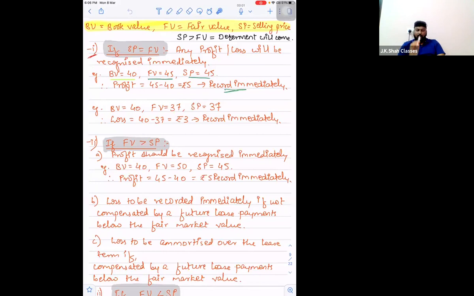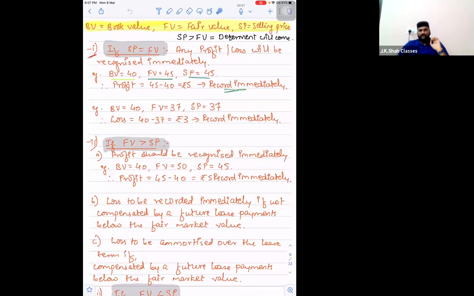See, profit or losses are always compared between book value and the selling price. That is your actual profit. But now some situations will come where you will compare first book value and fair value, and then fair value and selling price. And I'll also tell you the logics accordingly. But end of the day, what is my net profit or loss on sale? It is nothing but the difference between selling price and book value.